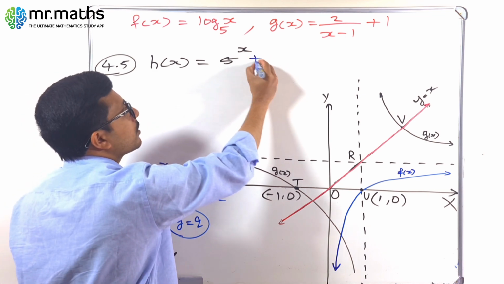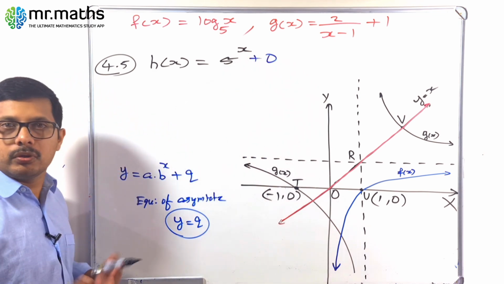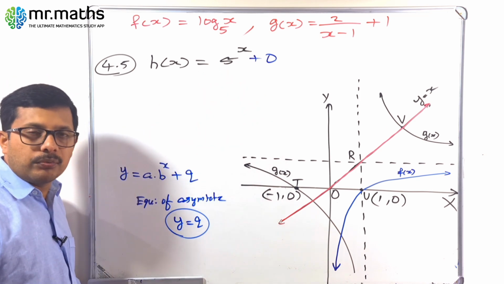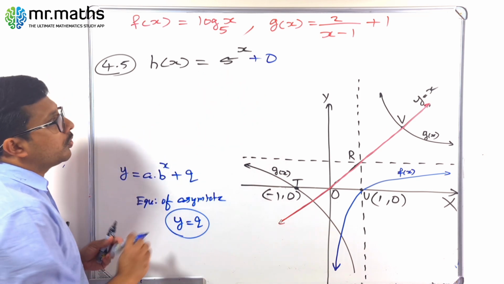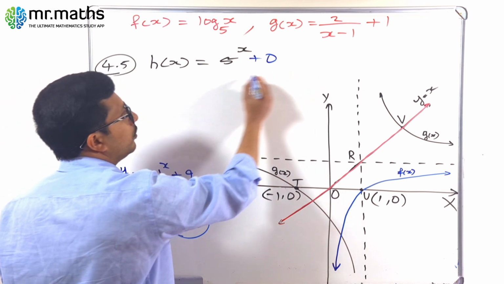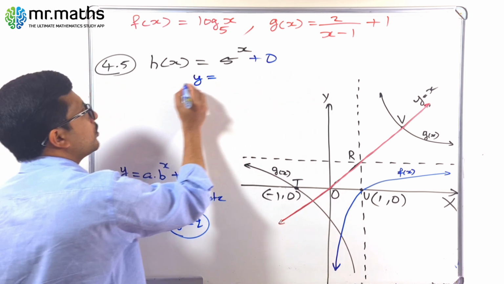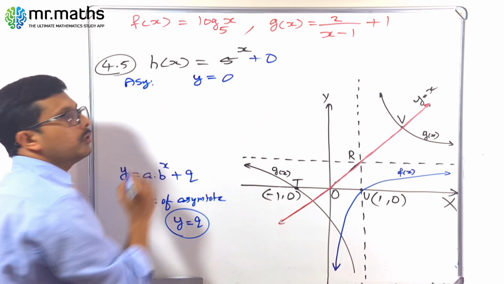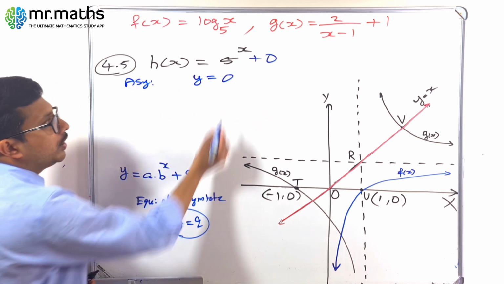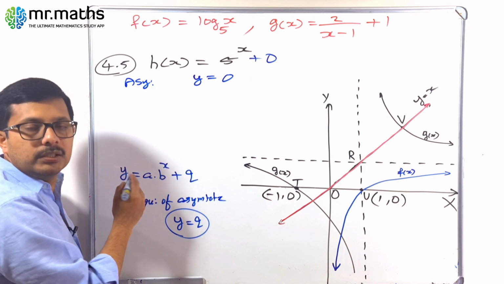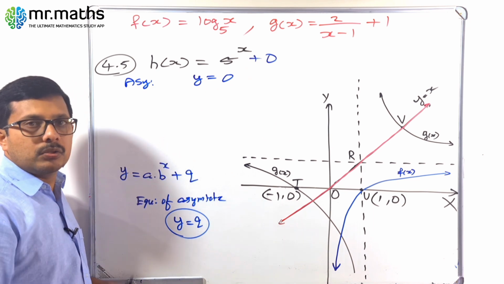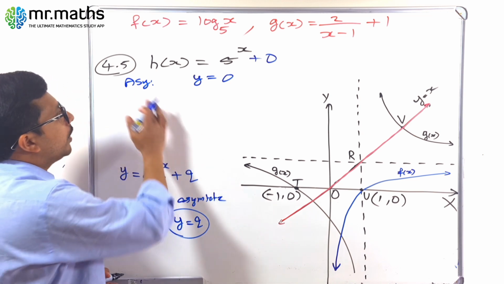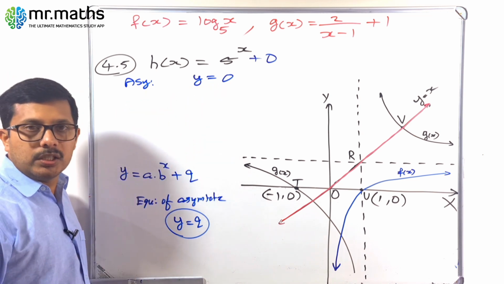So plus 0, if I write plus 0, it's the same thing. Okay, so it means that in this h of x graph, the equation of the asymptote is y is equal to q. Here what is q? 0. I just put 0 there because there was nothing, so I don't mind putting 0 there. There is no difference. Okay, so what is the asymptote equation? Y is equal to 0.